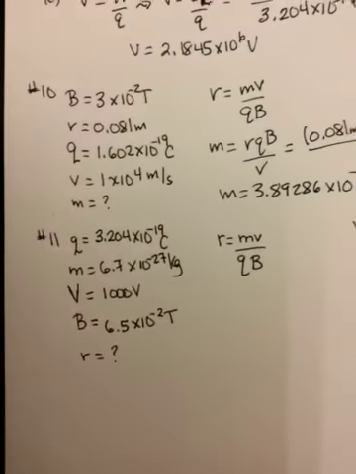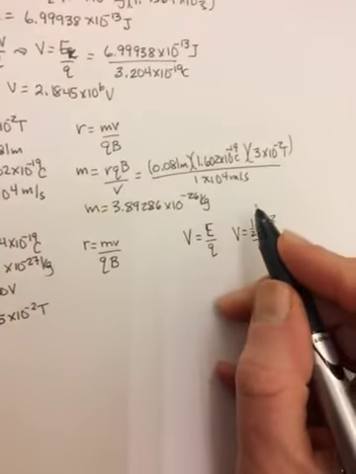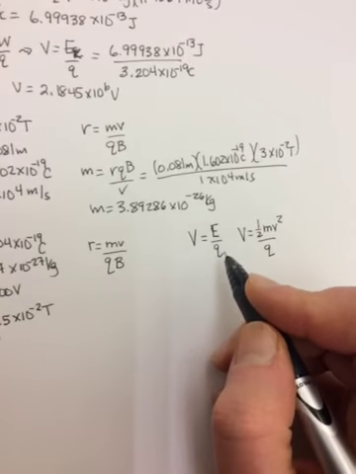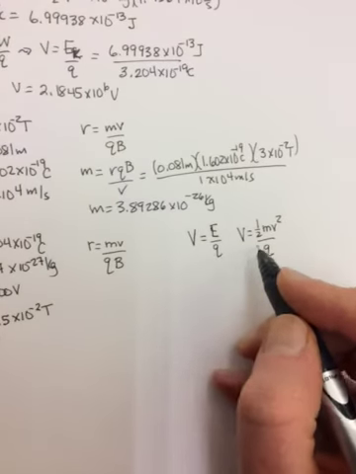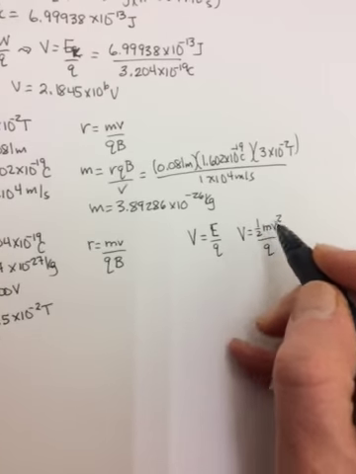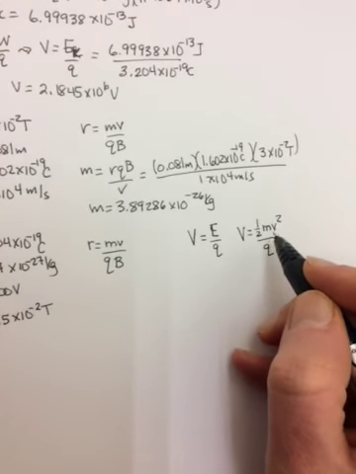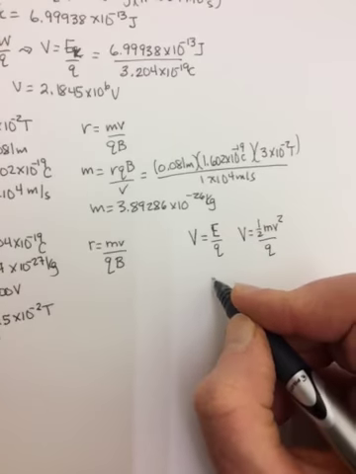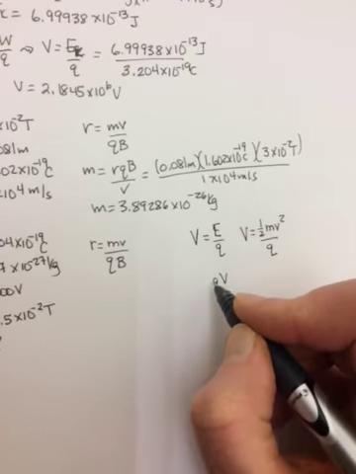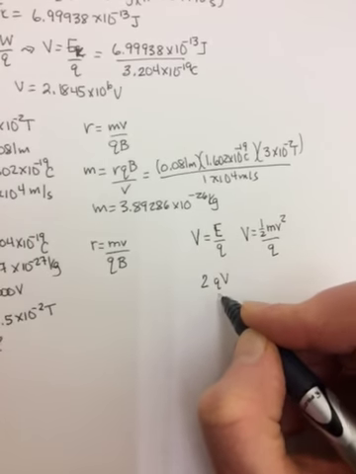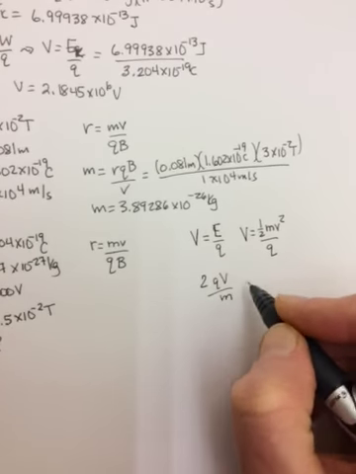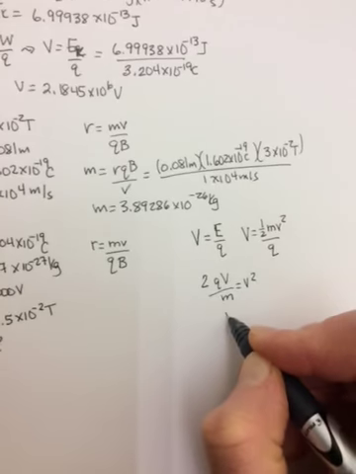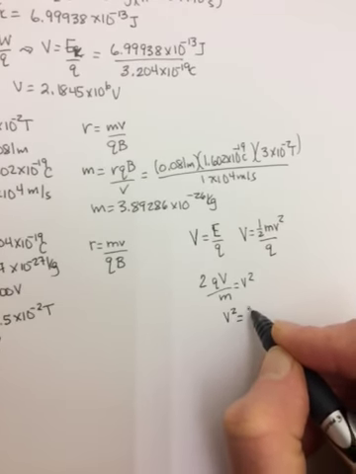Okay, so we were on question number 11. We were just about to rearrange our potential difference equation, which is equal to energy over charge, where the energy is kinetic, so 1/2 mv squared, to get our speed. So multiply both sides by q, multiply both sides by 2, divide both sides by m, and that will give you v squared.